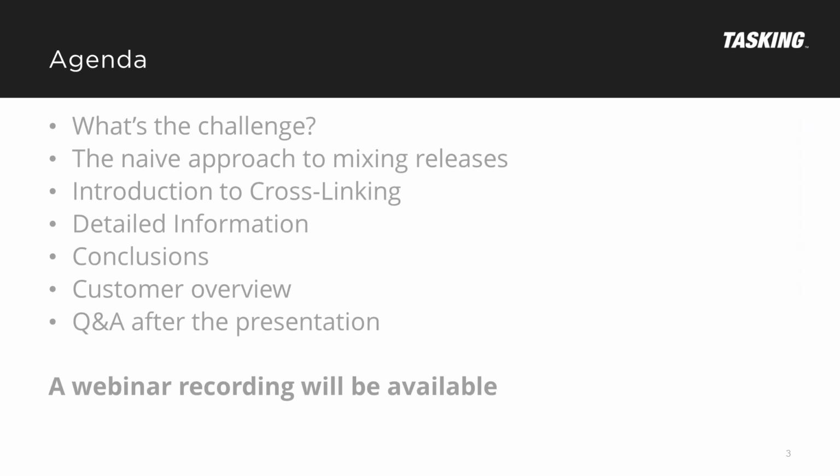This is the agenda, what I'm going to talk about. I'm going to start with what's the challenge? Why do we need cross-linking at all? Or why there's a need for cross-linking? Then I'm going to talk to you about the naive approach to mixing releases. I'm going to introduce to you cross-linking. I'm going to give you more detailed information about it, draw some conclusions, and afterwards I will give you a customer overview and a short customer story, and I will do a Q&A after the presentation. And also webinar recording will be available. So if you're absent here or if you want to share it with your colleagues, we will have a record of this webinar which you can share.